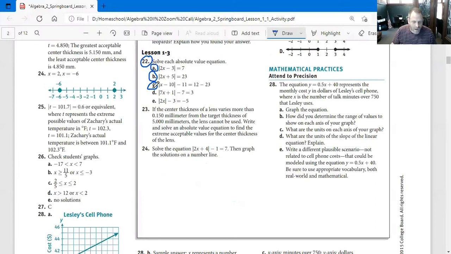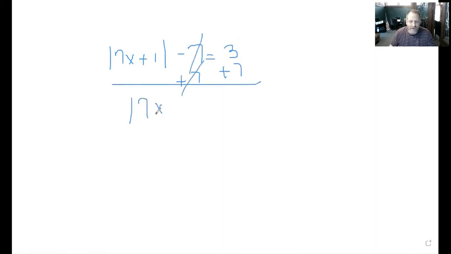Let's go to D. For D, absolute value of 7x plus 1 minus 7 equals 3. Let's go back to the whiteboard. So absolute value of 7x plus 1 minus 7 equals 3. Get rid of that 7. Do it on both sides. This is our centerpiece. And that's going to give us our 10.